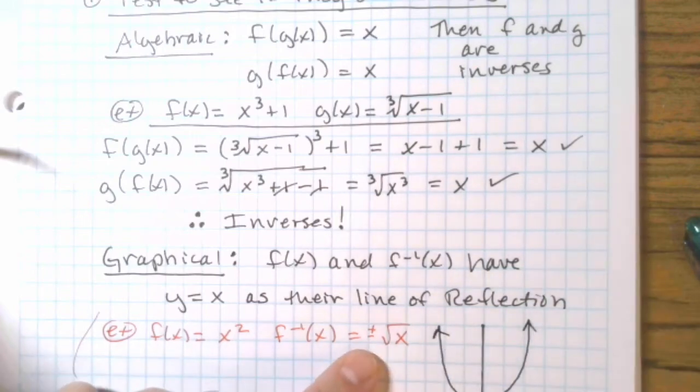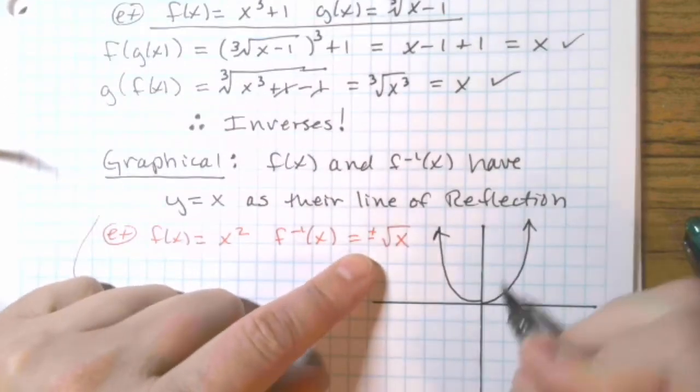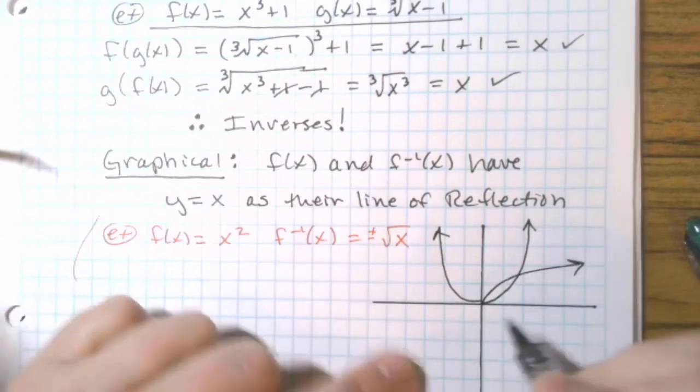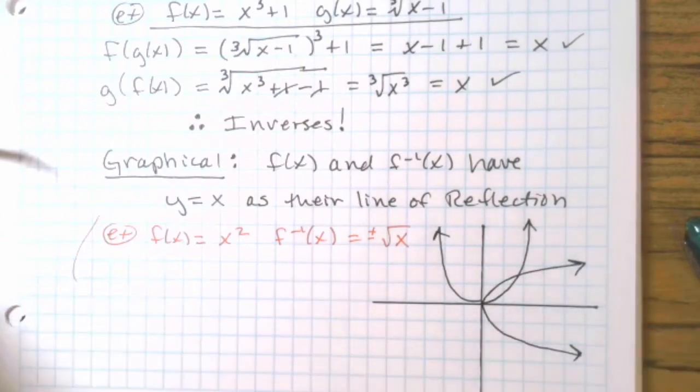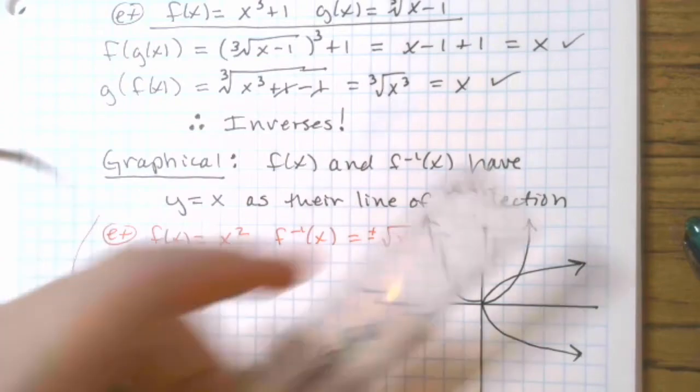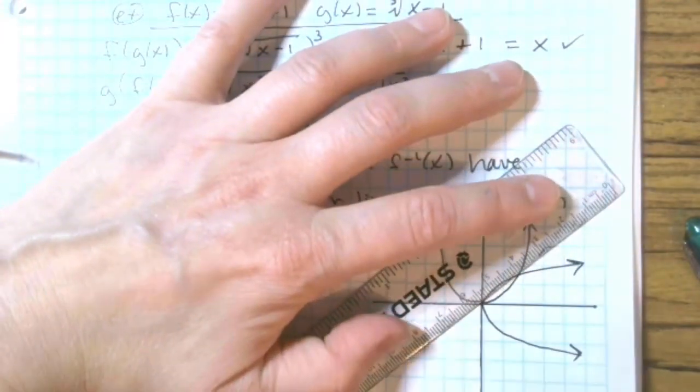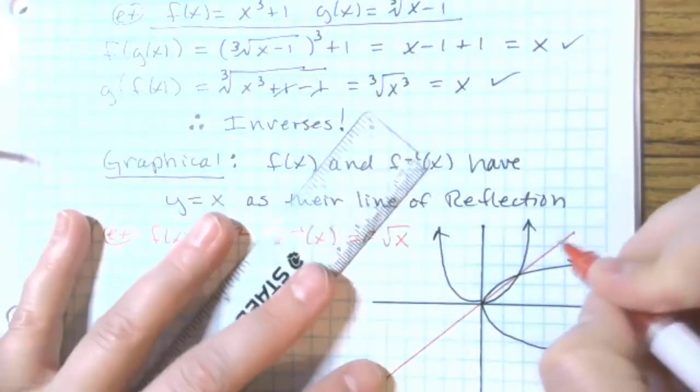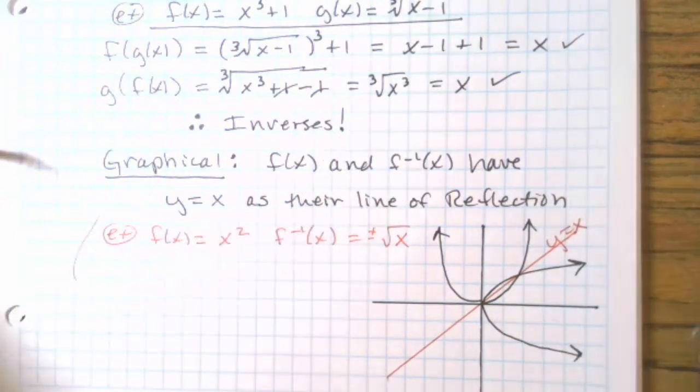Now this one, the second one, comes in two pieces. One of them will go upward, one of them will go downward. And as you can see, if I draw the line y equals x, it is a reflection between the original function and the inverse of the function. So that is another way to test that they are actually inverses of each other.